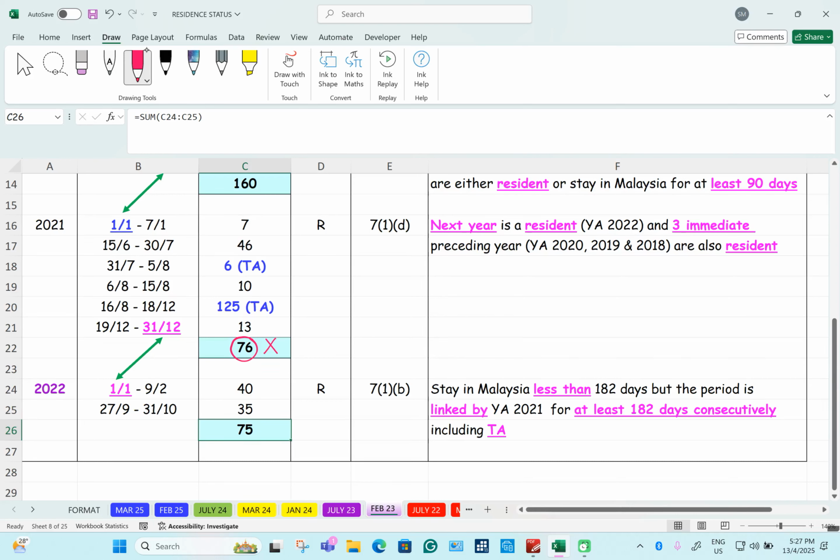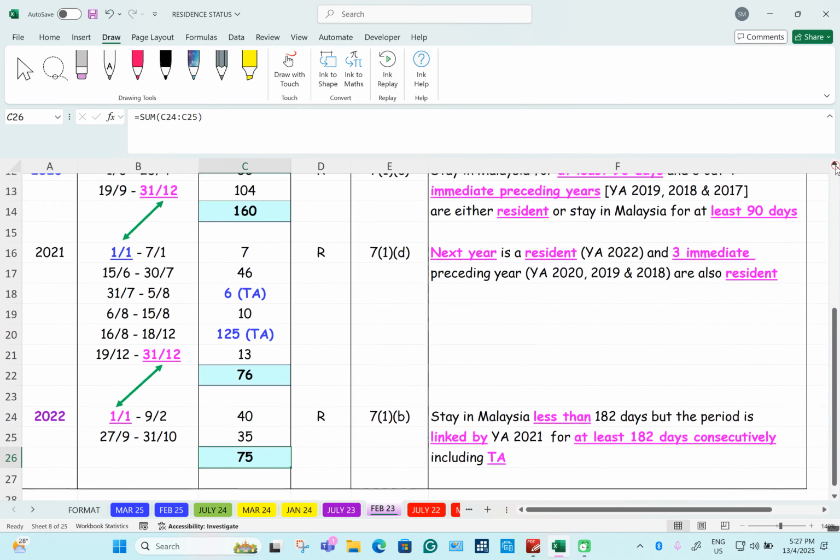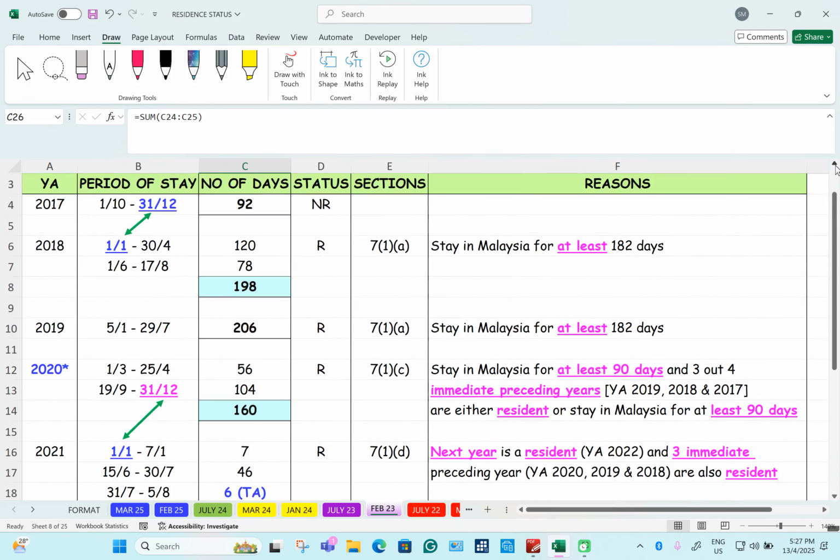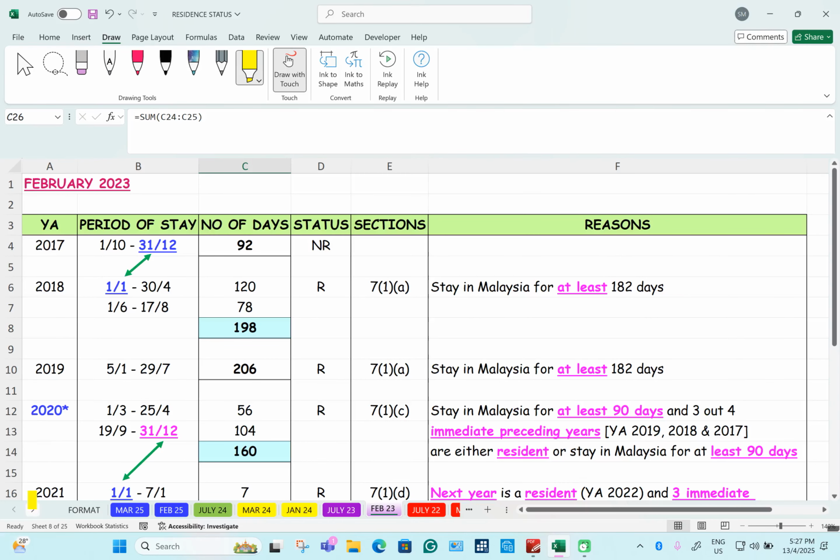So, what should we do, guys? Last option, try D, isn't it? Okay, what is D? We don't need the number of days in 2021. It doesn't matter. Even though she was not in Malaysia at all, we can still apply D. D, there are 2 conditions. Condition number 1: 3 immediate preceding years are resident. Since our YA here is YA 21, the 3 immediate preceding years will start with 2020, 2019, 2018. Okay, look at the status. 2020 resident, yes.